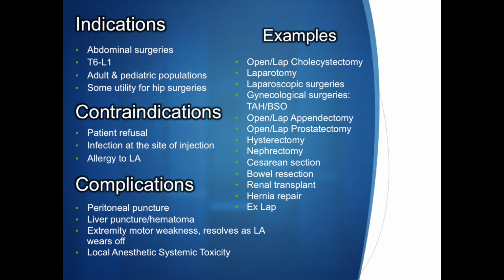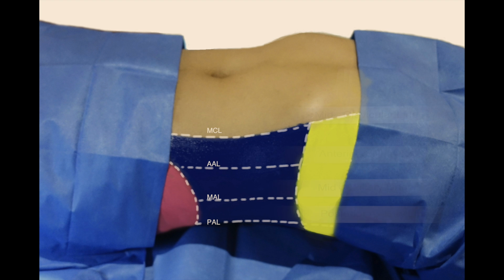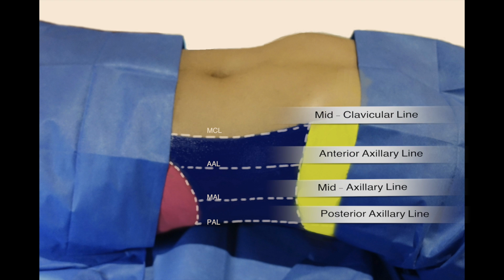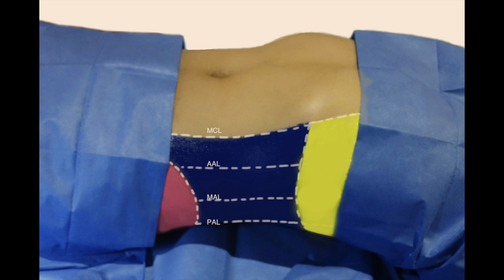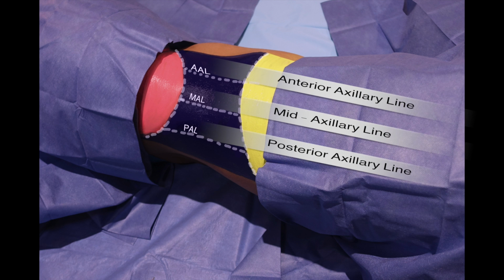Contraindications: patient refusal, infection at the site of injection, and allergy to local anesthetics. This is a list of equipment needed to perform the QL block. The QL block can be performed after induction of anesthesia or in the post-operative setting. The block can be done in a supine position, supine with the patient's hip elevated, or the lateral decubitus position. We will be demonstrating the ultrasound-guided QL block in the lateral decubitus position.